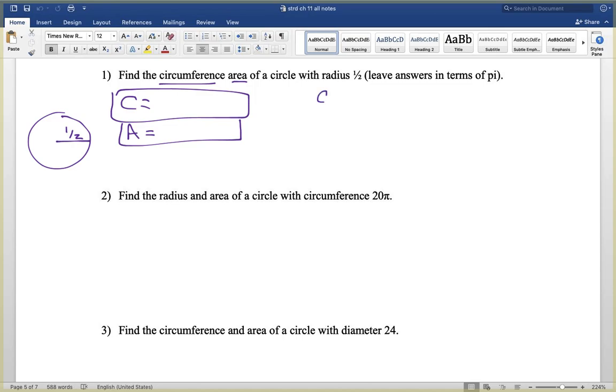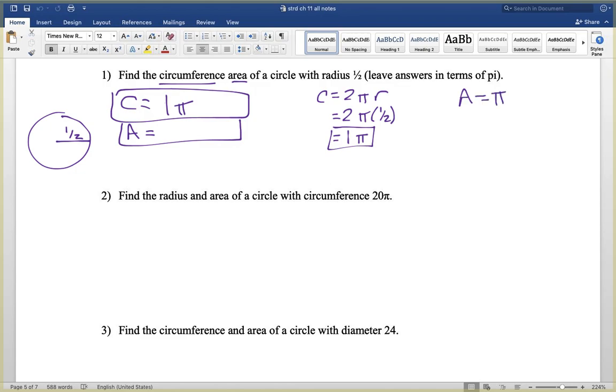So formula for circumference, 2 times pi times radius. So I'm going to plug in that 1/2. Now notice it says leave your answer in terms of pi. What that means is I am not going to press the pi button on my calculator. I'm not going to use 3.14. I'm just going to let the pi sit there and be pi. So I'm going to skip right over the pi and do 2 times 1/2, which is 1, and let that pi just stay a pi. So 1 pi is our circumference.